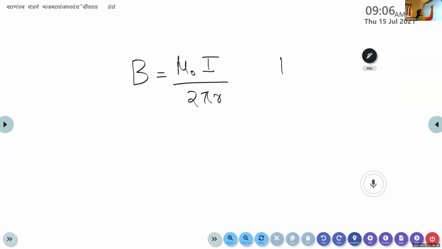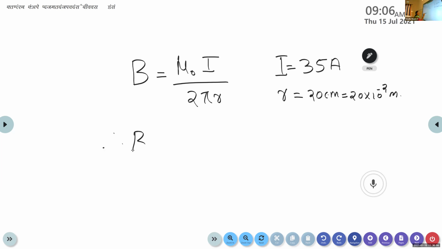What is the value of I? It is provided in the question. I is equal to 35 ampere. And what is the distance of the point from the straight conductor, r? 20 centimeter, that is equal to 20 into 10 raised to minus 2 meter. Therefore, magnetic field B is equal to mu 0, which is 4 pi into 10 raised to minus 7, into the current 35 ampere.